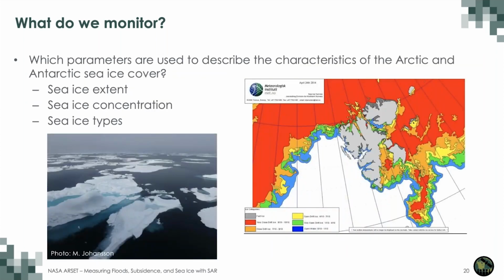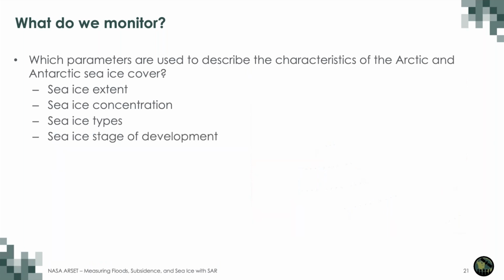We also talk about the sea ice concentration and the sea ice type. And on the right here, you can see a sea ice concentration map. We talk about the different types, and I already hinted towards that we have the newer ice and we have the older ice. So that's one thing that we also try and monitor from space. And finally, there is the stage of development.